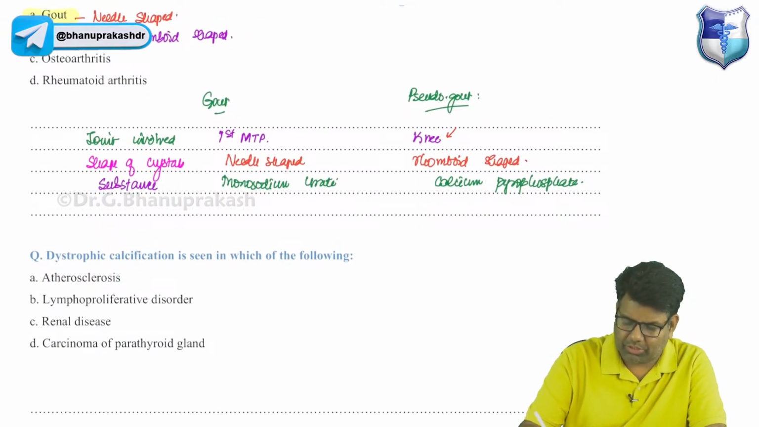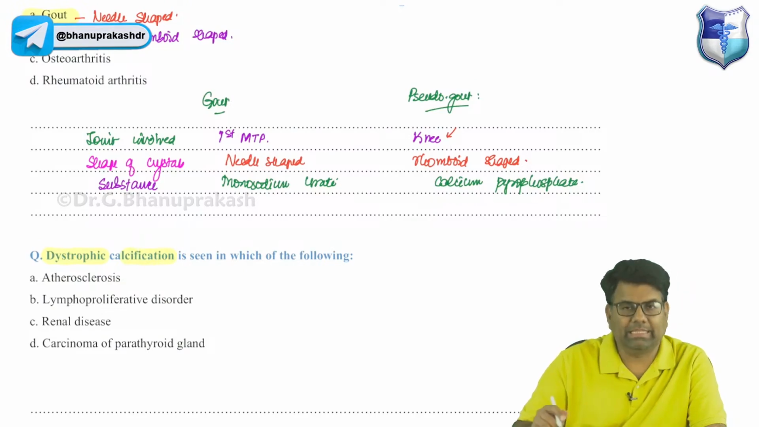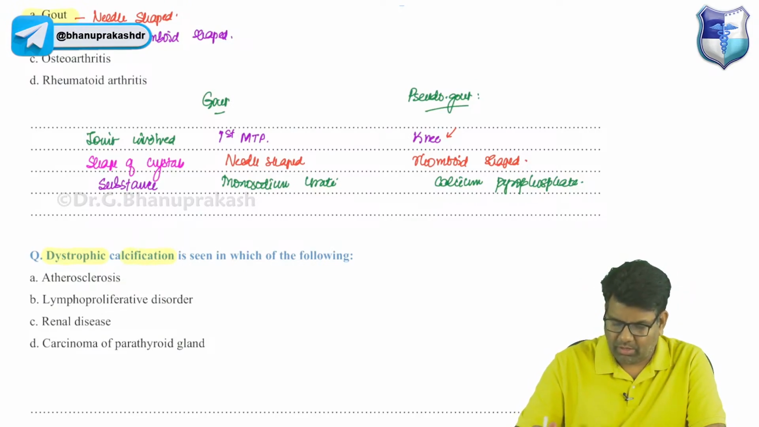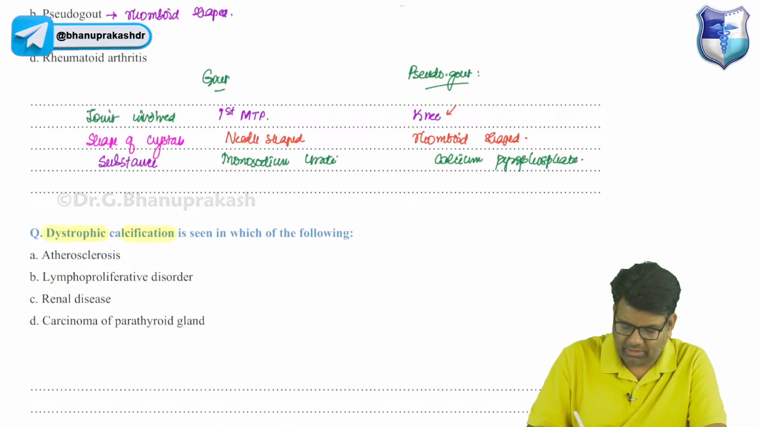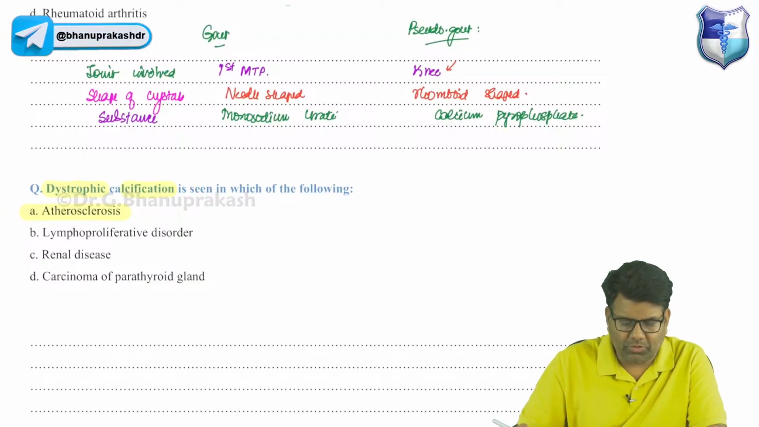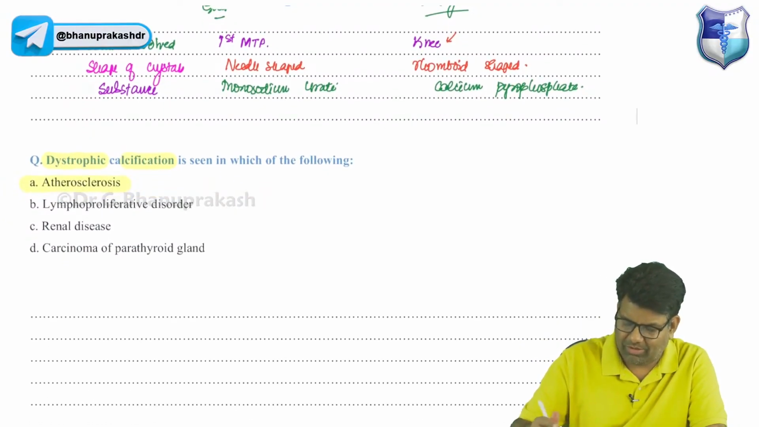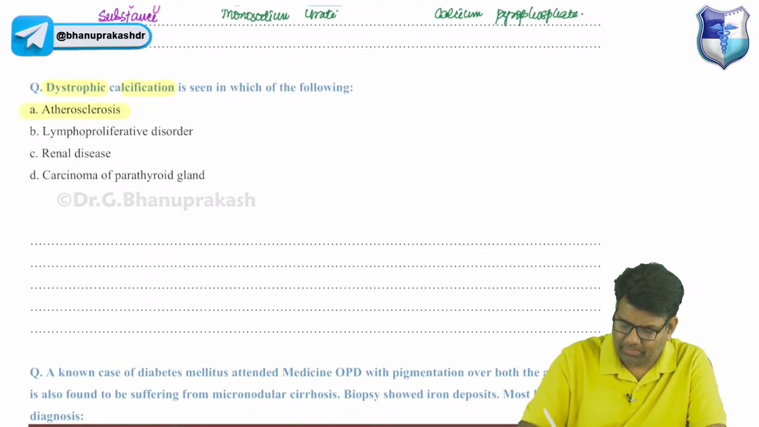Now another question: dystrophic calcification. Yes, Rinkesh, Pratusha, Nidhi, Raghu, everyone is correct. The answer is atherosclerosis. Again, we have to distinguish 2 conditions. One is dystrophic calcification. Another entity is metastatic calcification.